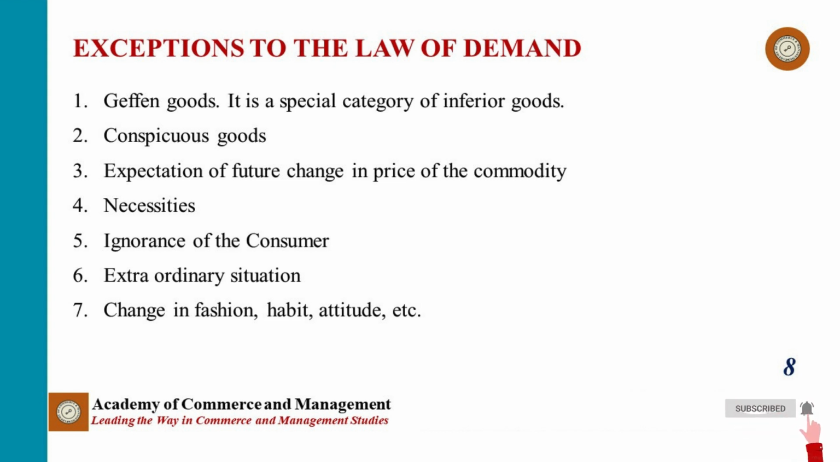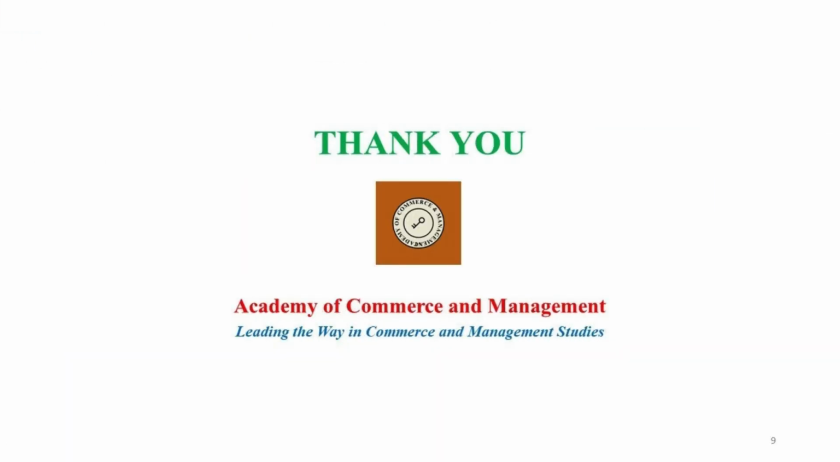Number 2, conspicuous goods. Number 3, expectation of future change in price of the commodity. Number 4, the necessary items. Number 5, ignorance of the consumers. Number 6, extraordinary situations. And number 7, change in fashion, habit, attitude, etc. This is all about today's class.